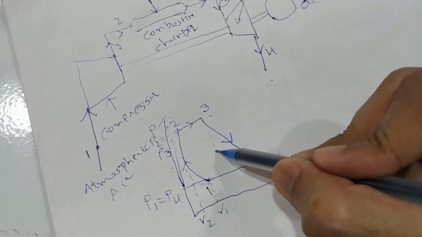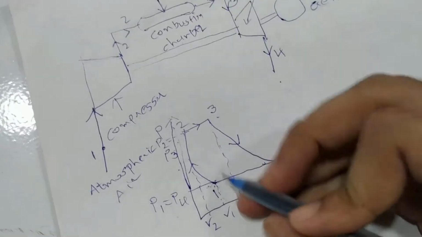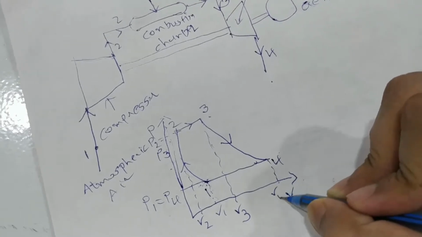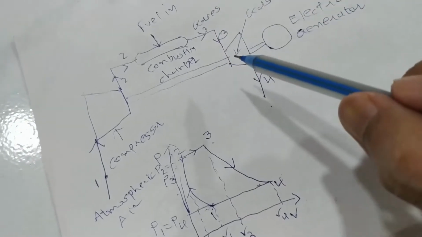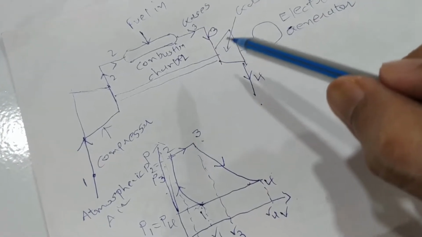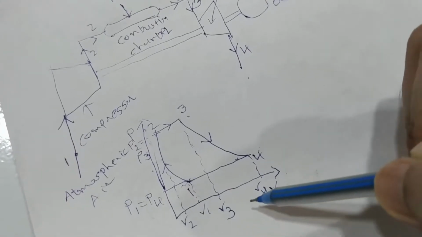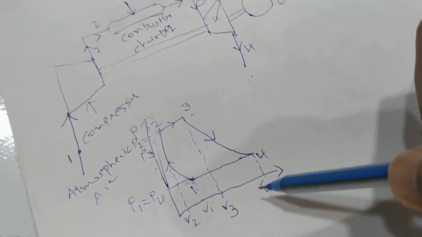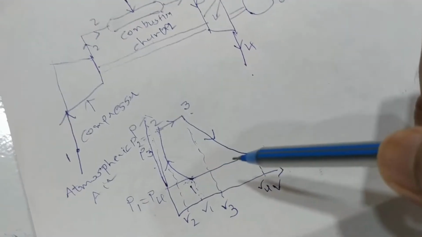So let me show here V3 and this is V4. In the expansion process volume increases. So here you can see volume is increased. V4 is more as compared to V3. So this is the PV diagram.